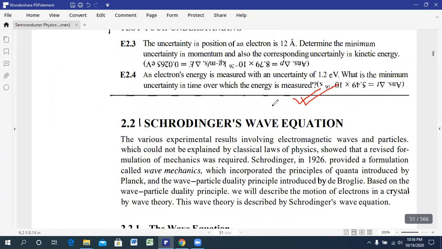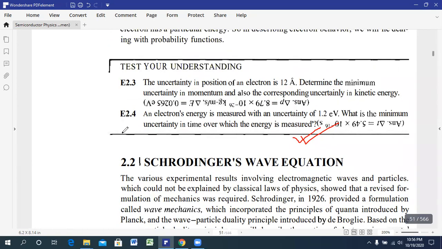I think up to this it is clear. In the next topic, we will cover Schrodinger's wave equations. Up to article number 2.1 is the end of our fourth lecture. In the next lecture we will learn about the Schrodinger equations, and in the sixth lecture we will learn about their applications. Try to go through lecture 4, and hopefully we will start the fifth lecture from article number 2.2. Thank you.